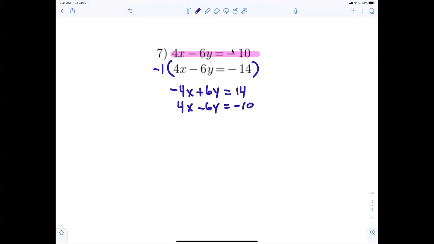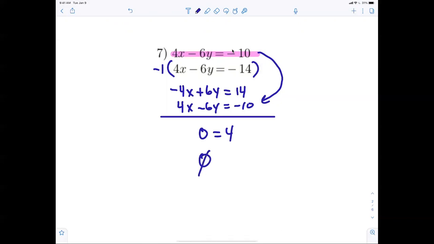Everybody see what I did? I just brought this one down just because I want to. And again, wow, 0 equals 4. So no solution again. Parallel lines. I'm not sure why that's so funny, but I'll take your word for it.